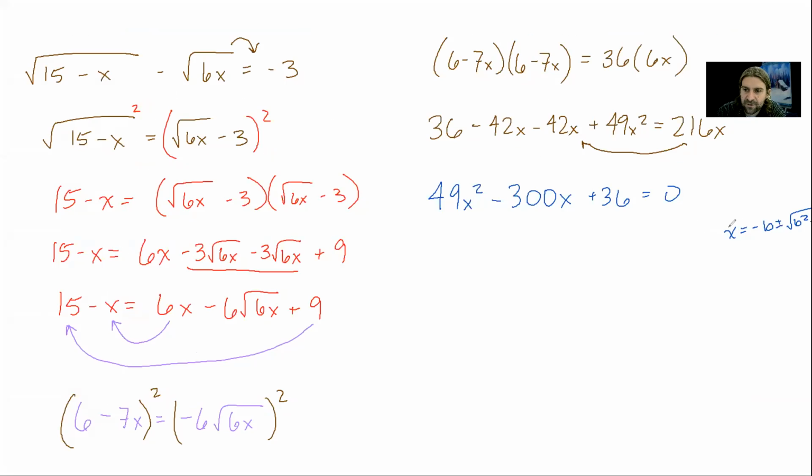We could go through all the quadratic formula, or we can go through and see what two numbers multiply together to give us, all right, what's 49 times 36? 1764. And then add together to get negative 300. All right, it does work out.